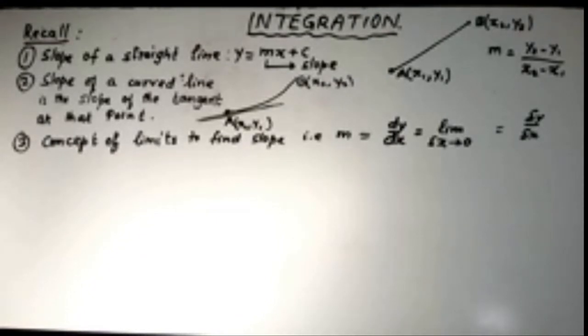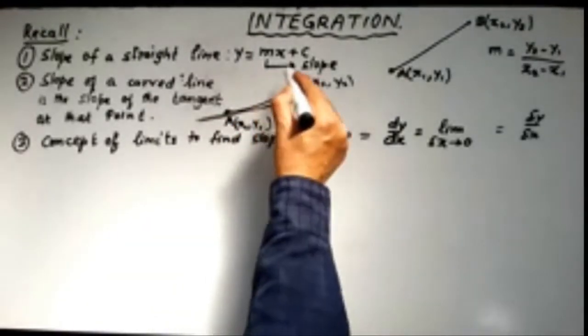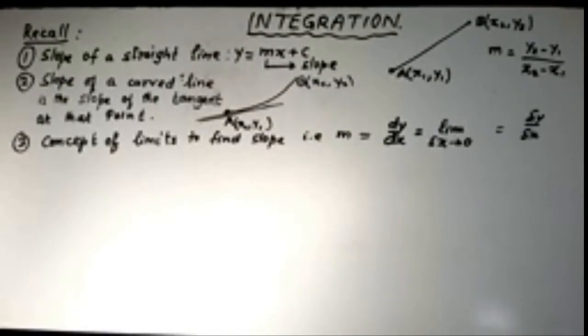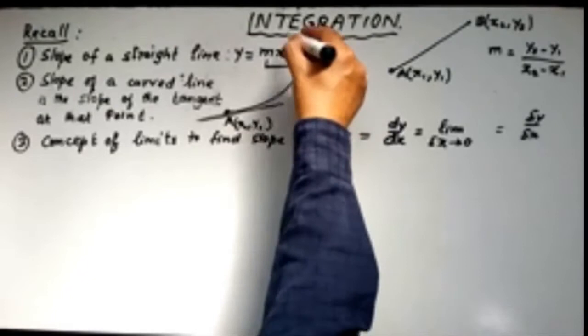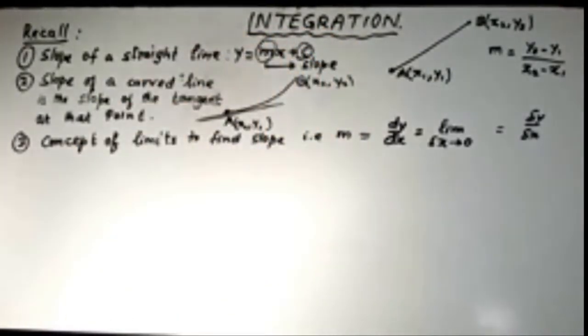That was the first part of the course on calculus. First thing, we learned that the equation of the straight line is y equal to mx plus c, where m is the slope of the straight line and c is the y-intercept. We are not interested in the c, the y-intercept. What we were interested in was the slope of the straight line.